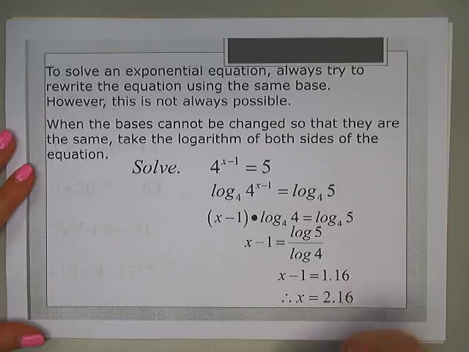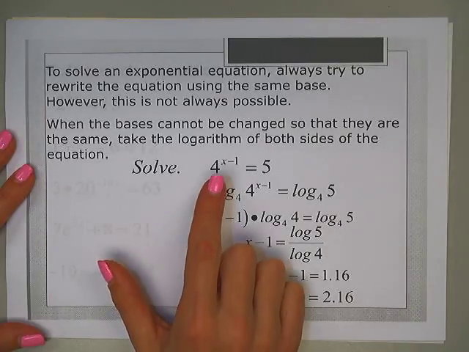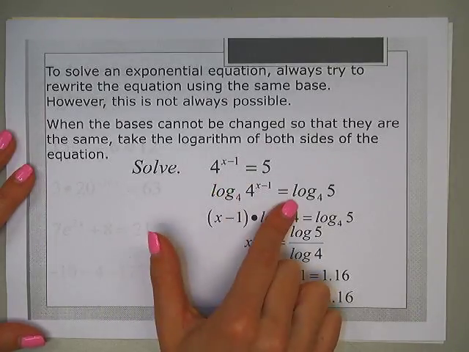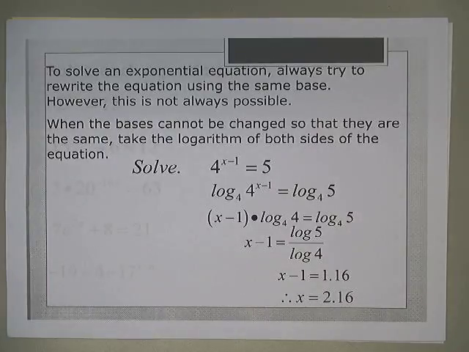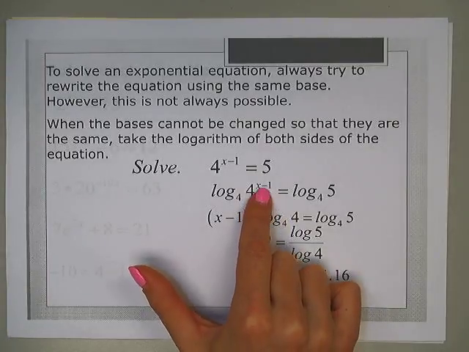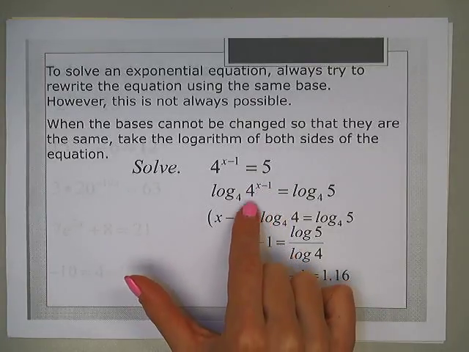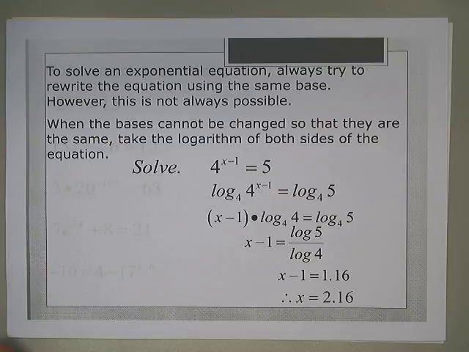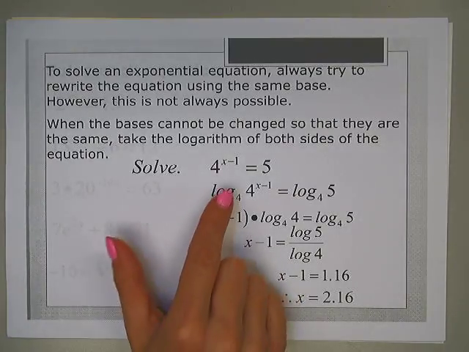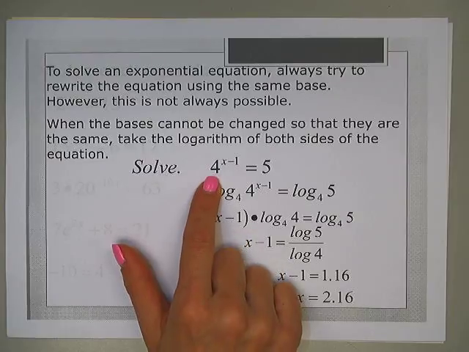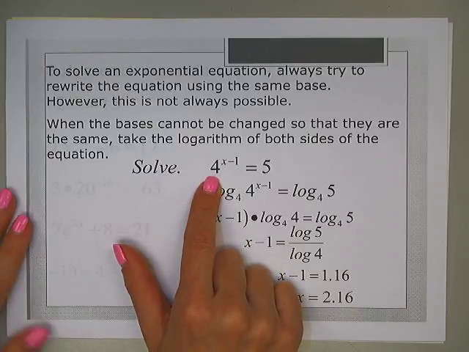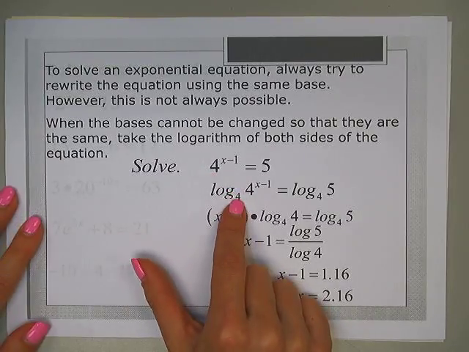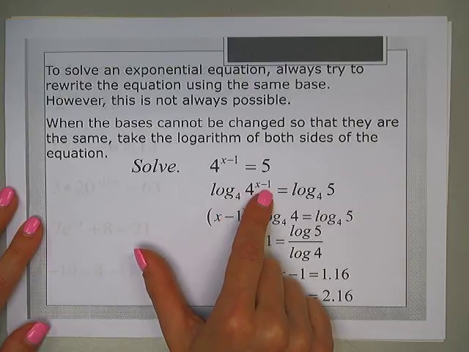Now, if you look at this example, I've got it worked out for you here. 4 raised to the x minus 1 equals 5. Therefore, I'm going to take the log of both sides. We've talked about it a few times now that logarithms and exponents are inverses of each other. So if I want to solve for an exponent, which I do, I'm going to apply a logarithm to both sides. Logarithm base, you can choose any base, but in this case, I want base 4.